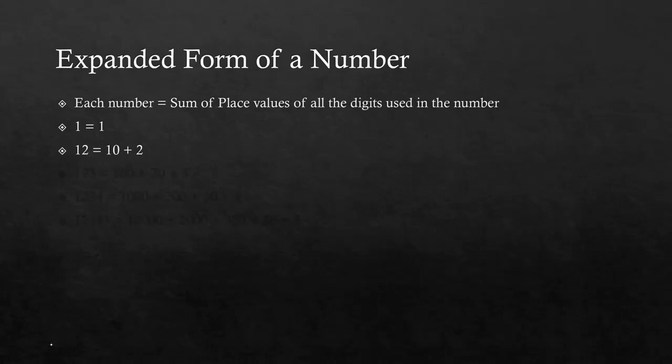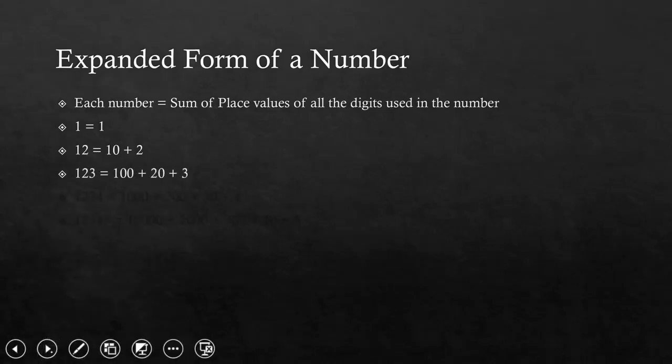But if we need to write down the expanded form of 12, then the place value of the first digit, that is 1 in this number, is 10, and the place value of 2 is 2. So the expanded form of 12 is 10 plus 2. Similarly, for the number 123, as we have just discussed, the place value of 1 is 100, the place value of 2 is 20, and the place value of 3 is just 3. So the expanded form of 123 is 100 plus 20 plus 3.